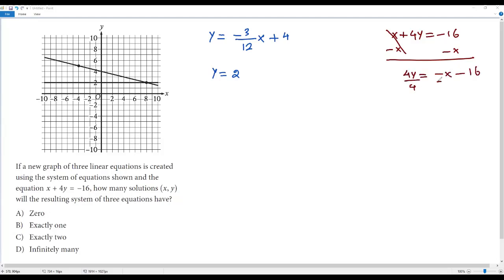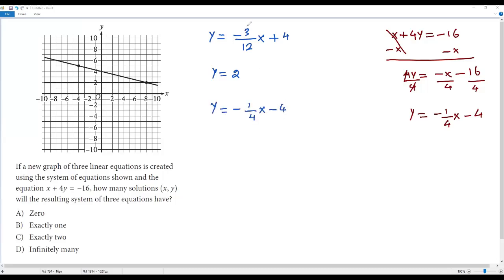Now let me divide everything by 4. So this 4 will cancel. Then y equals negative x over 4, which can be written as negative 1/4 x, minus, and when I divide 16 by 4, I'm getting 4. The slope intercept form equation of this line is y = -1/4 x - 4. Let me write that over here. So that is y = -1/4 x - 4.